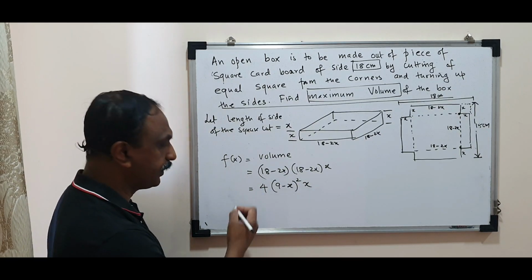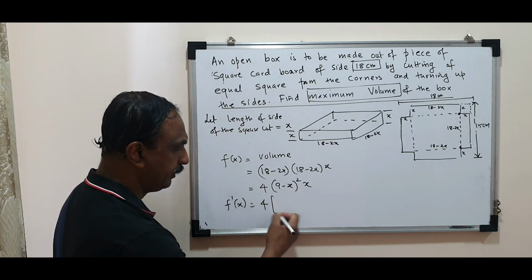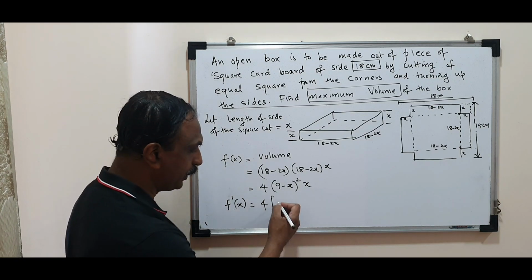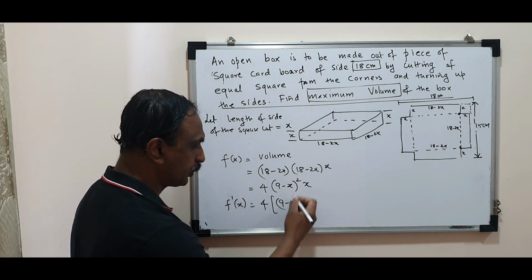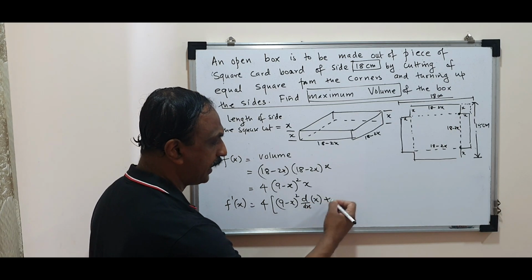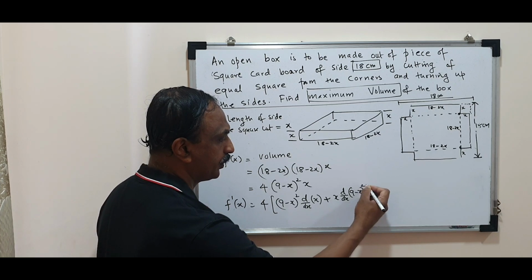Now I will find the derivative, f dash of x. F dash of x is 4 into, this time I am going to use the product rule. Product rule will be easier for you. So 9 minus x the whole square into derivative of x, plus x into derivative of 9 minus x the whole square.